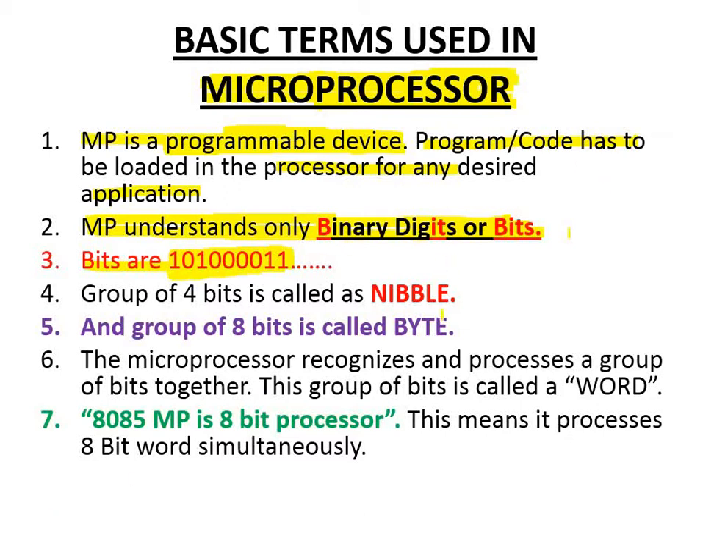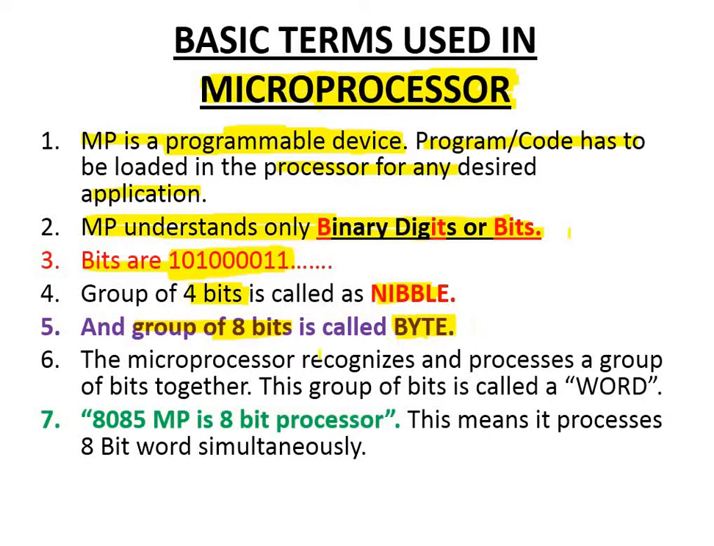Okay. Some more terms we will be discussing which are commonly used. Nibble. It is a group of 4 bits. Whenever 4 bits are grouped together, it is called a nibble. Similarly, when you group 8 bits, it is called a byte. Group of 8 bits is called a byte. Byte is a very common word. Everybody must have heard it.